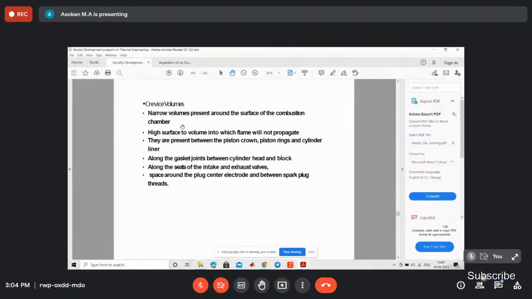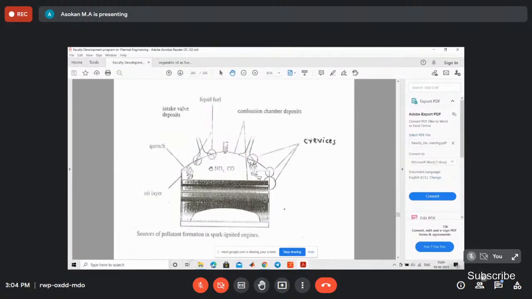So what is the crevice volume? Some narrow volumes present around the surface of the combustion chamber. See this figure: this is the inlet valve, the exhaust valve. There is a small space in the seating of these valves as well as the cylinder, so the fuel occupies this space and never burns. And there is a piston and piston rings with a small gap, where fuel is also occupied. That is called the crevice volume. So these are all reasons for increased HC emission.